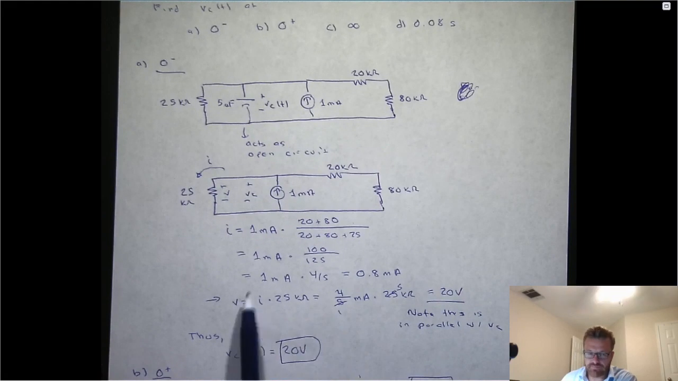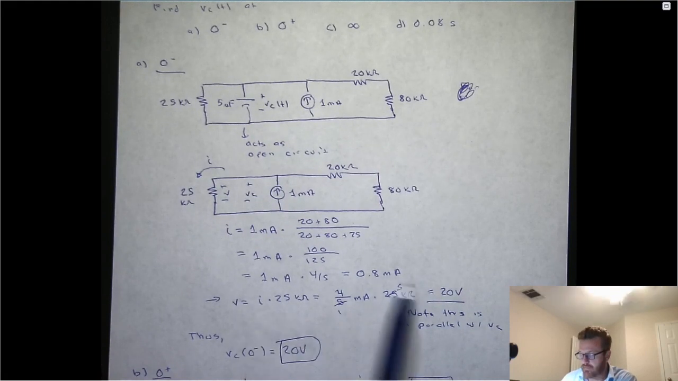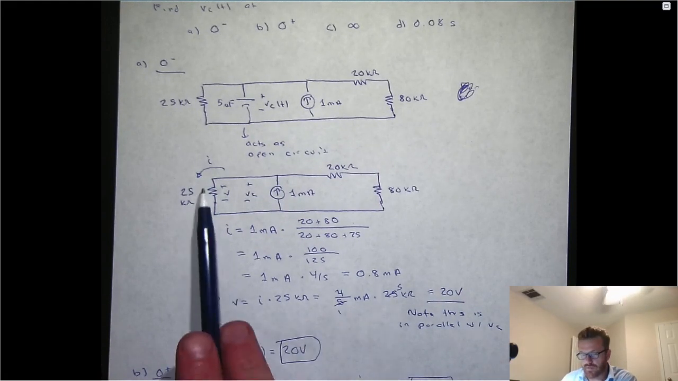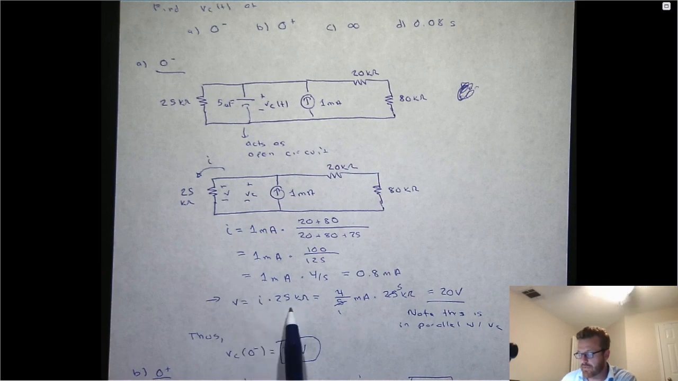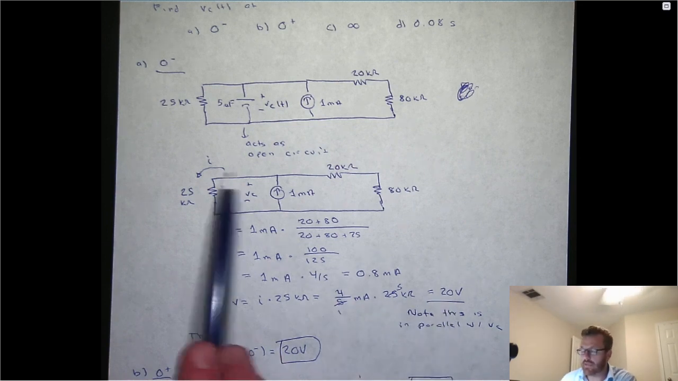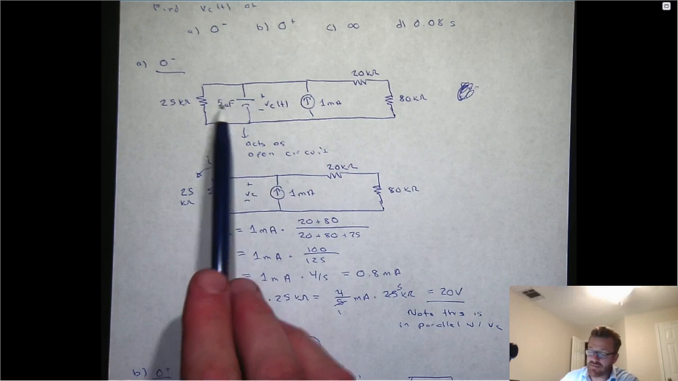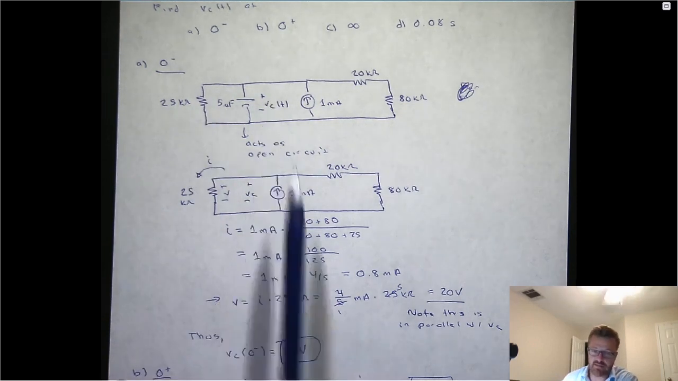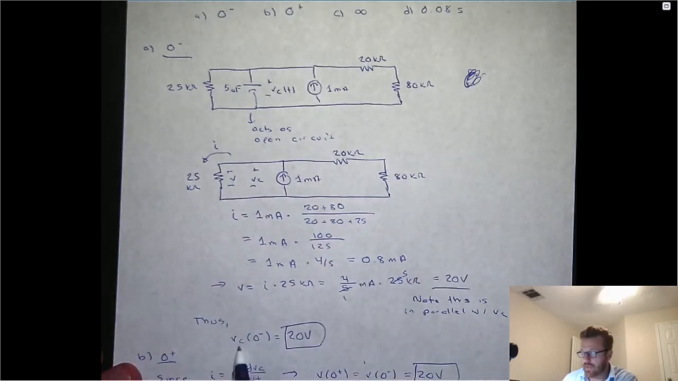So once you get 0.8 milliamps, if you want to compute the voltage across this resistor, multiply it by 25 kilo ohms, 4/5 milliamps times 25 kilo ohms, milli and kilo cancel, 4/5 times 25 is just 20. So that is the voltage across the resistor, but remember it's in parallel with the capacitor. So technically the voltage across the capacitor at 0 minus is 20 volts.